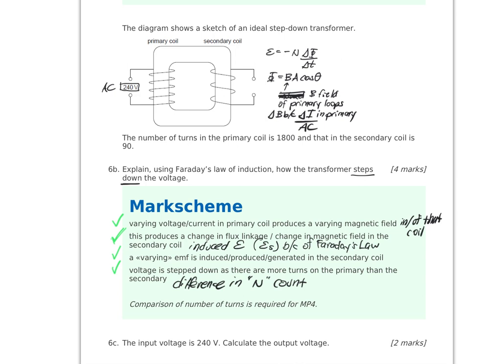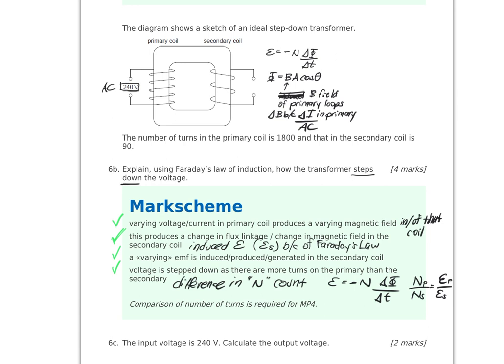It's the N count. So again, if we look at Faraday's law, where induced EMF is negative N, change in flux over change in time, if there's a difference in the N, you're going to get a difference in the EMF. That's the entire point with transformers when we talk about the number of turns in the primary coil over the number of turns in the secondary is equal to the ratio of the EMFs from primary to secondary.